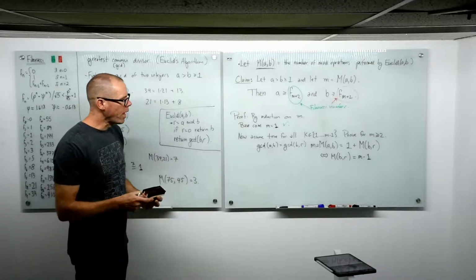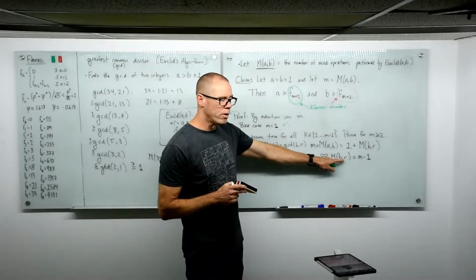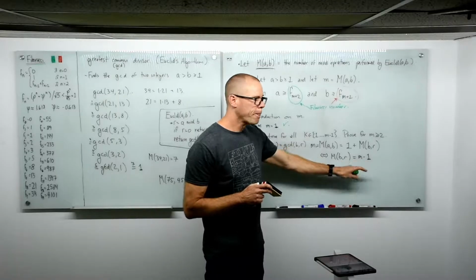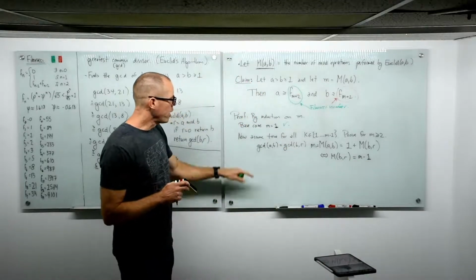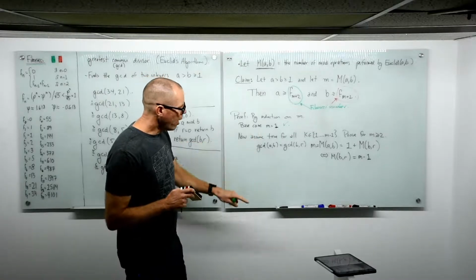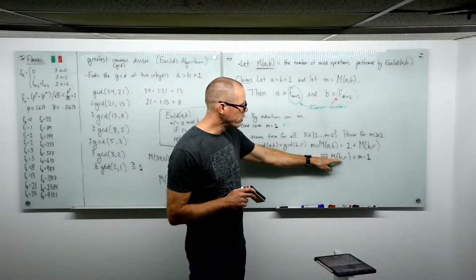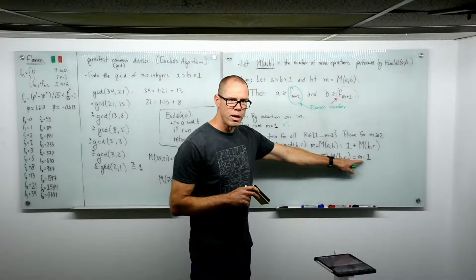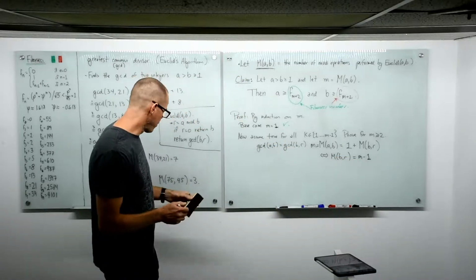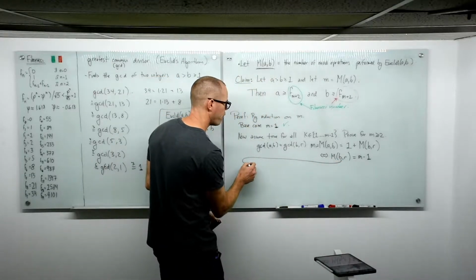So another way of saying that is that if I use Euclid's algorithm to compute the GCD of these two numbers, then this is how many mod operations are performed. Now, the inductive hypothesis tells us something about B and R, because we know that if we compute their GCD, this many mod operations were performed. In fact, what does the inductive hypothesis tell us about B? B is the first argument here.